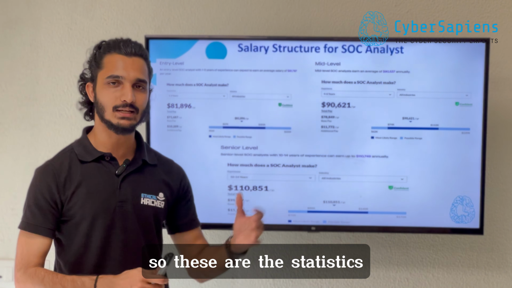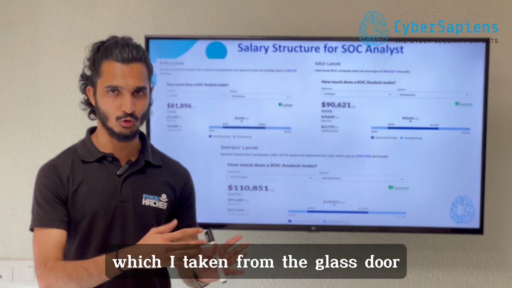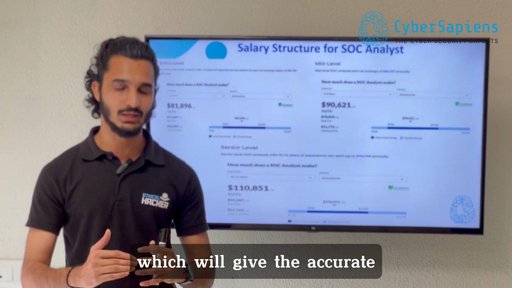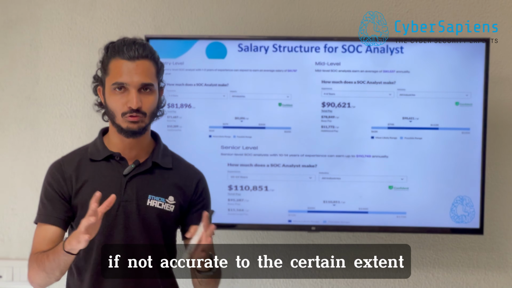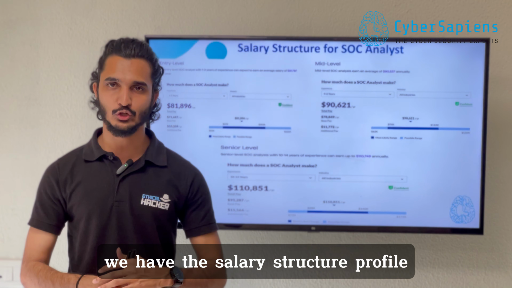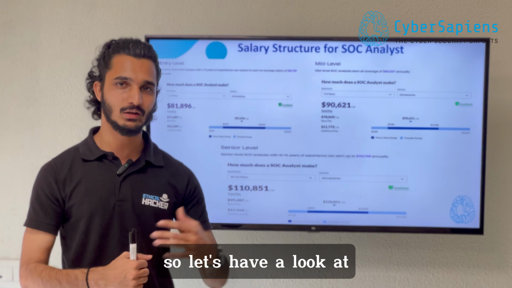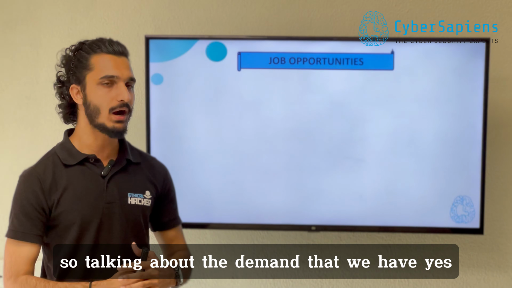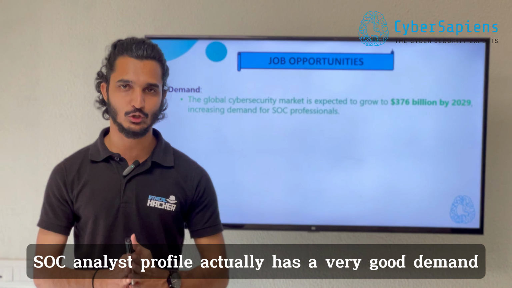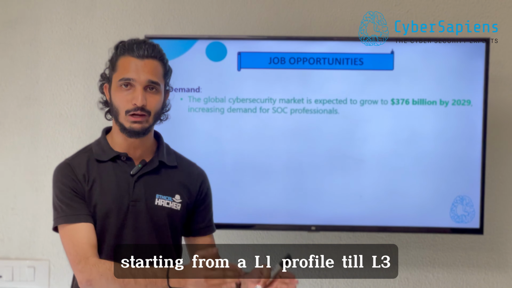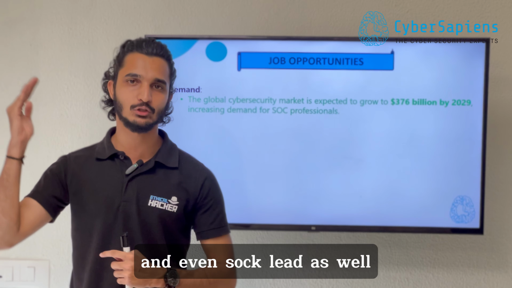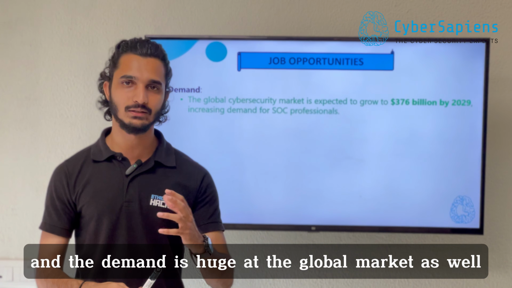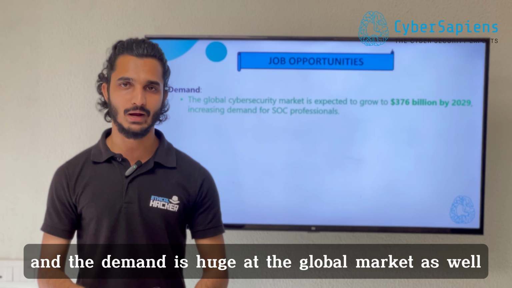So these are the statistics which are taken from Glassdoor. Well, we have multiple other websites as well which will give the salary structure profile, if not accurate, then accurate to a certain extent. So let's have a look in detail at what this salary structure is about. Talking about the demand, yes, the SOC analyst profile has very good demand, starting from an L1 profile till L3 and even SOC lead as well. This demand is increasing day by day and is huge in the global market as well.